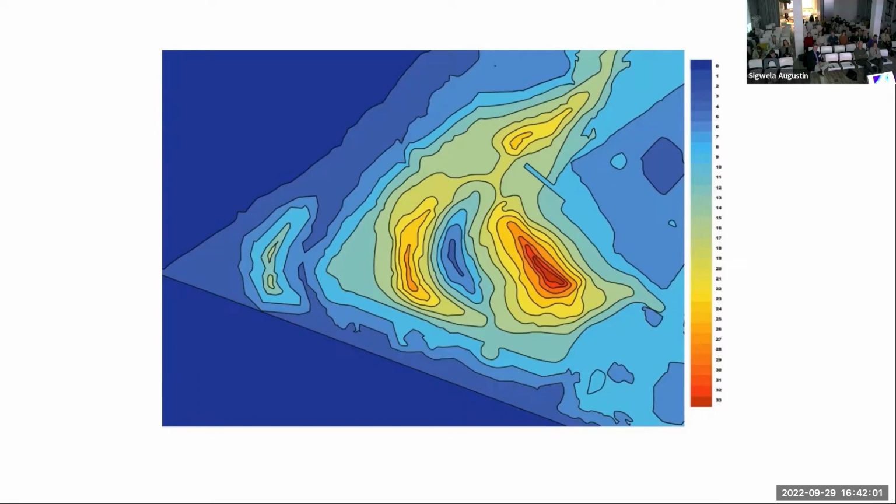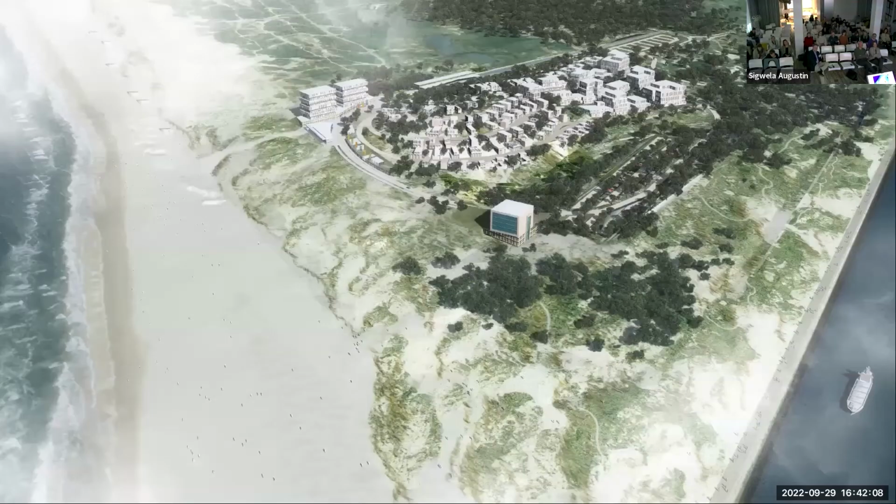We call it Cape de Goede Hoek. And this is how it looks, and it's a new seaside resort with a hotel and apartments and villas and high-rise buildings integrated in the dune landscape. And if you step out of your house, you are on the beach. You step out of your house, you're in the dunes.